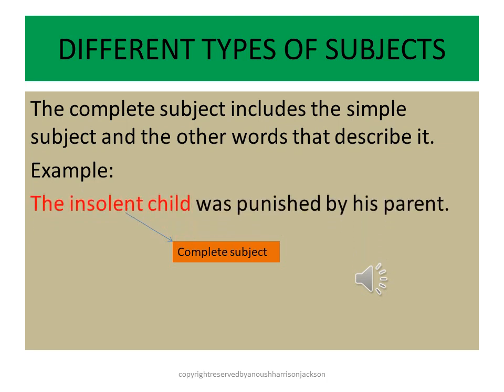The complete subject. The complete subject includes the simple subject and the other words that describe it. Example: the insolent child was punished by his parent. In this case, the complete subject is the insolent child. Child would have been the simple subject, and the other words that describe child are the insolent.